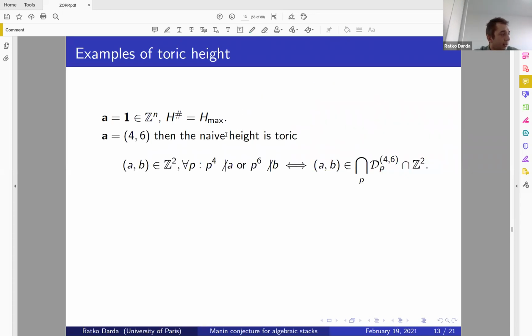In the case a is (4,6), the naive height that we have seen is also an example of this height. To see this, if you take a, b integers so that for every p, either p^4 does not divide a or p^6 does not divide b, then (a,b) belongs to this set, because this is precisely what this condition means. Hence all finite f_p are 1, because we have said that f_p, this thing, is 1. Hence you get that its height is given by the infinite part, f_infinity, and I'm just going to recall that this is precisely what we have seen on the previous slide.